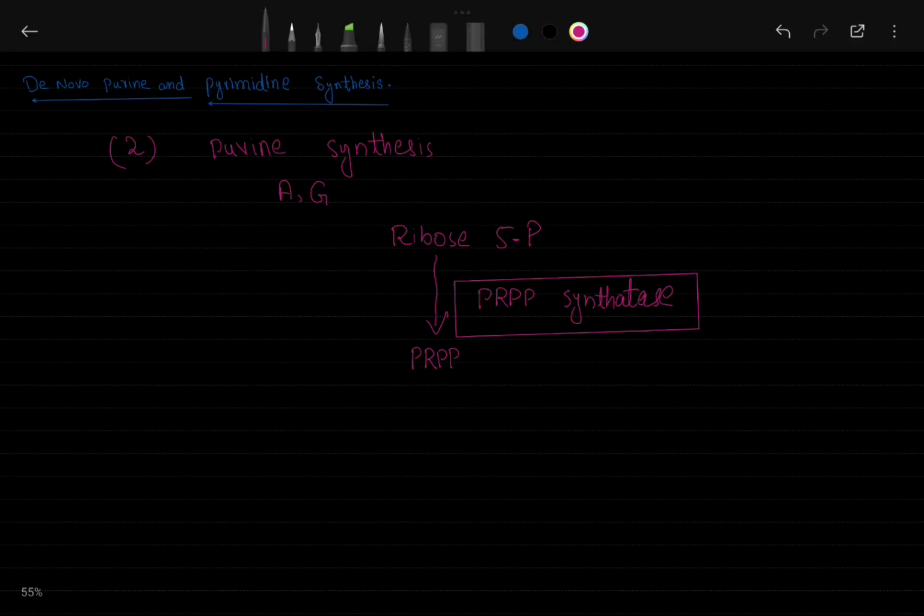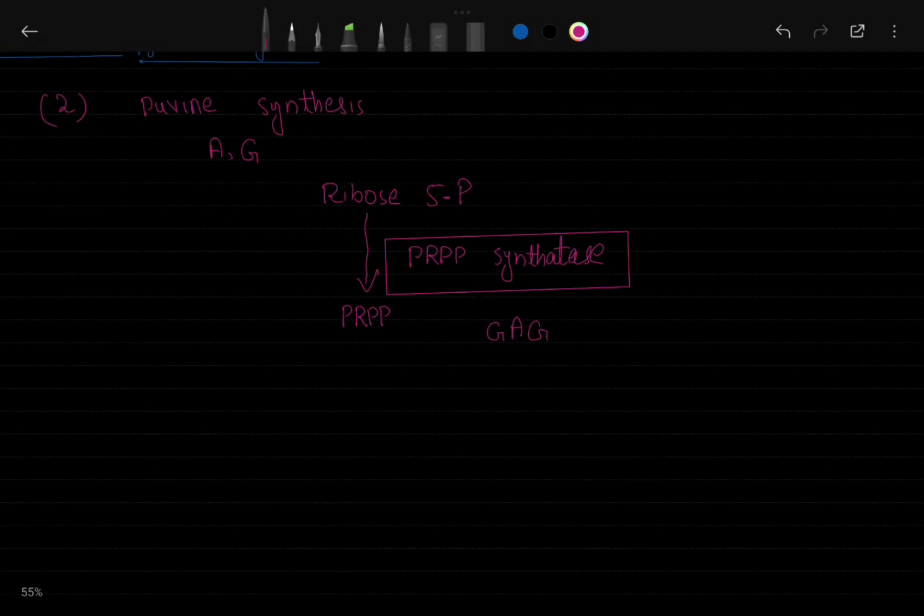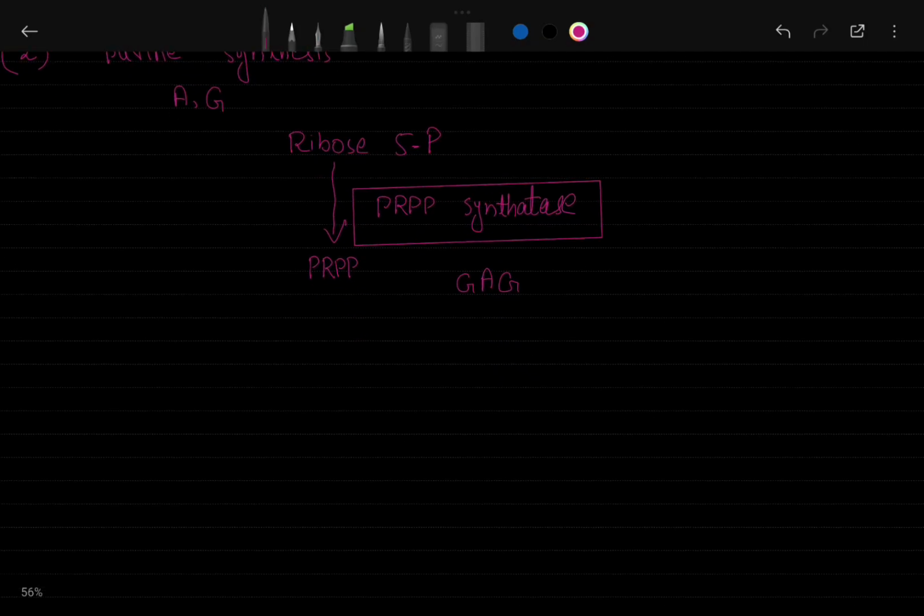To build the complex double ring of purine, we need aspartate, glycine, and glutamine. So there is a mnemonic: glycine, aspartate, and glutamine.